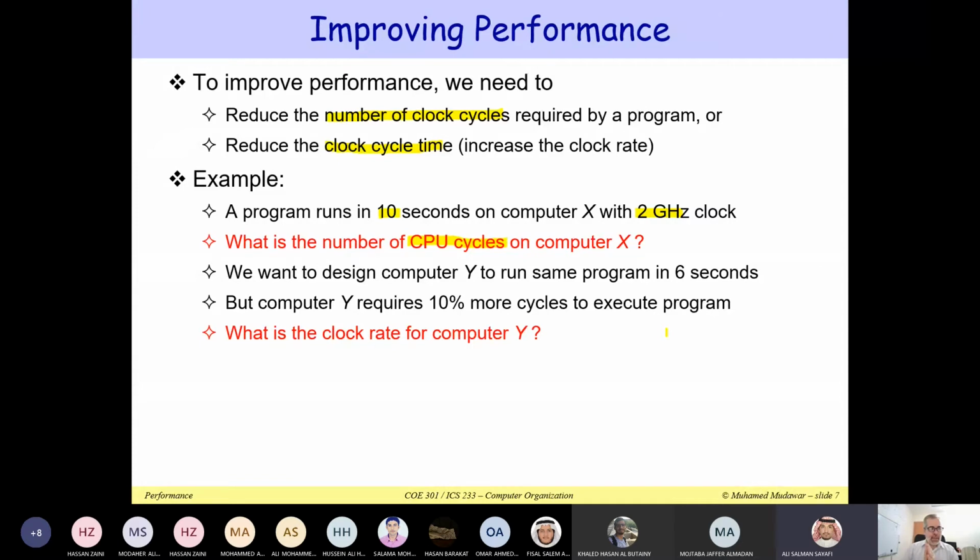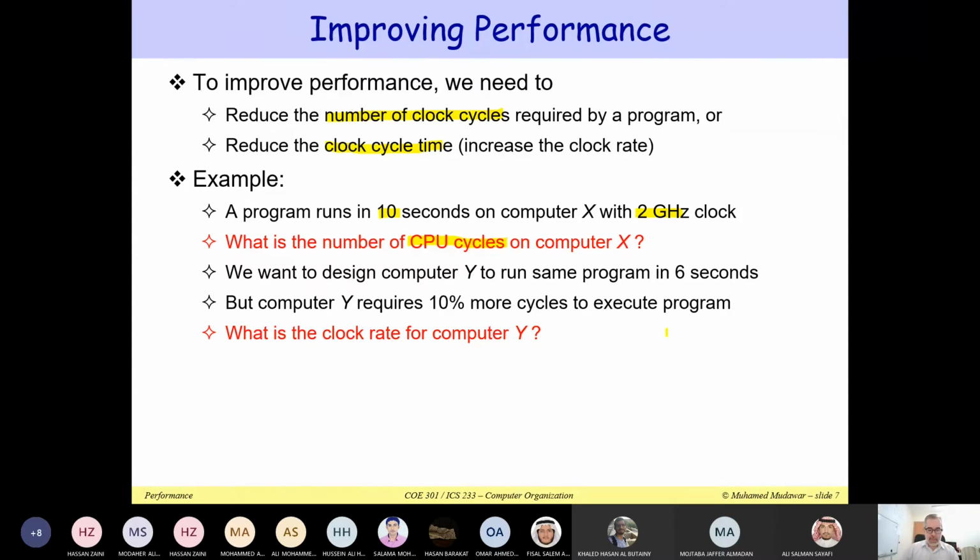Yes. Now look at the units. Just look at the units. So to calculate the number of cycles, I need to multiply. This is actually the answer I wanted from you. I want to multiply 10 seconds by 2 gigahertz because 2 gigahertz means 2 billion cycles per second. So in 10 seconds, how many billions of cycles?